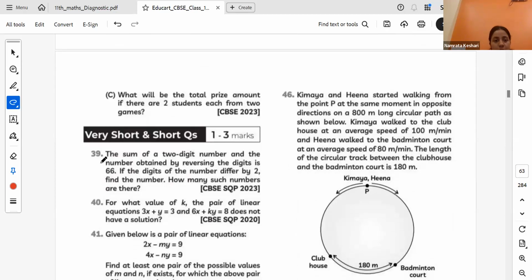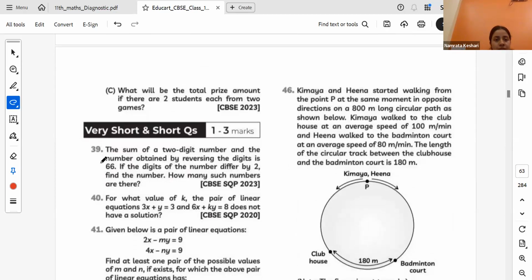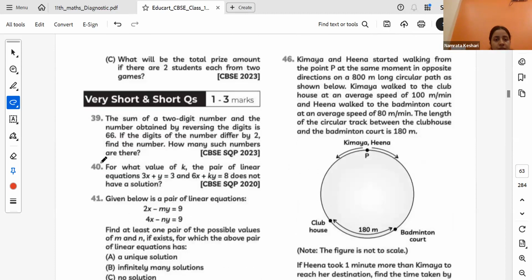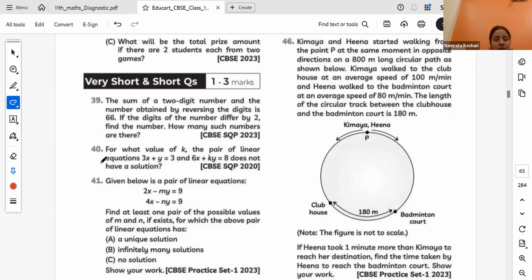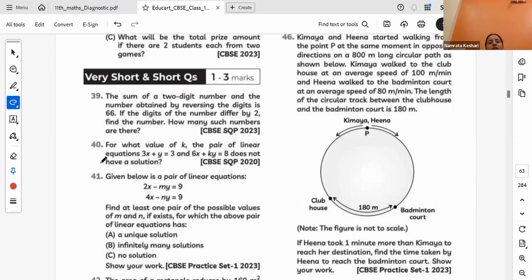Let me take which one is important. This 39 is really, really, really important. This is important for any exam. Please do it. Question number 39. Please read it and tell me what will be the equations.